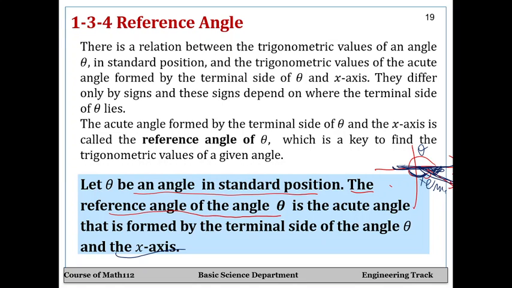But which one is, okay, we cannot take this one. Which one is acute? This part is acute now. So this is our theta, and this becomes the reference angle of theta.